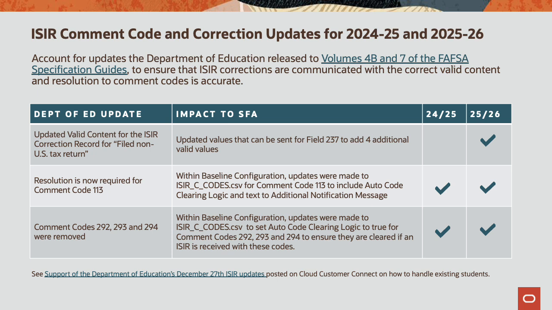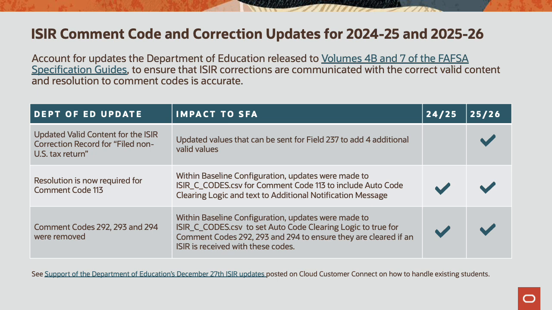Additionally, the Department of Education will now require resolution for comment code 113 for both the 24-25 and 25-26 award years. We've updated our baseline configuration to include auto code clearing logic as well as text within the additional notification message. Lastly, comment codes 292, 293, and 294 have been removed for both award years. We've included auto-clearing logic for these codes to ensure that if any students receive an ISIR with these codes, they will be automatically cleared.